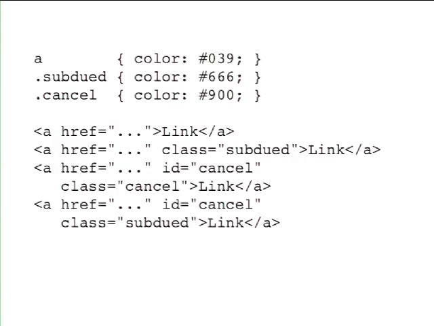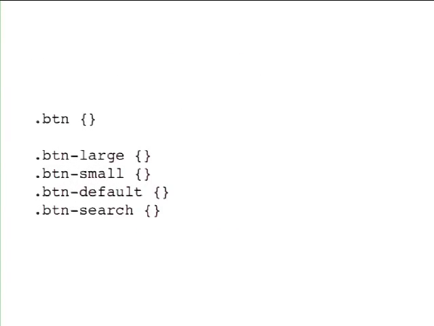Okay, so now that we know that we want to stick with classes, what kind of naming convention do we want to use? So for me, a module name doesn't have any hyphenation. This represents the root node of this module. So what does this thing look like by default? So I might have a button. And then those submodules, I separate with hyphens. So button-large, button-small, button-default, button-search. So all these different buttons that we have.